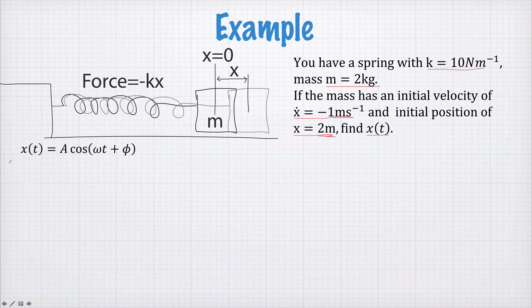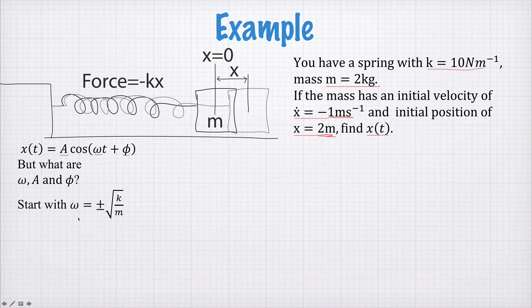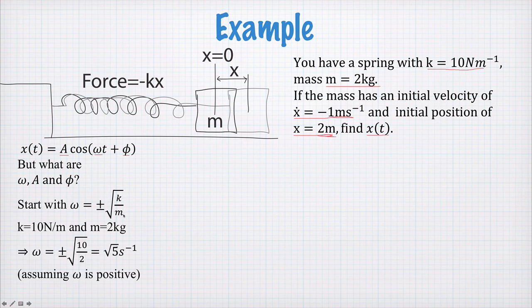Now, we already know what this function looks like, it's just that we don't know the amplitude, the angular frequency, or the phase of this motion, but we know it takes this functional form here. So, we have to find omega, A, and phi. Let's start with omega because we already know the equation for omega. It's the square root of k divided by m. We know k and m, so very quickly we calculate that omega is equal to root 5 seconds to the minus 1, and we're assuming a positive omega in this case.